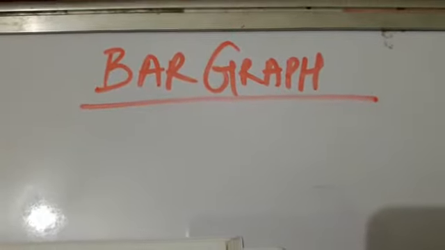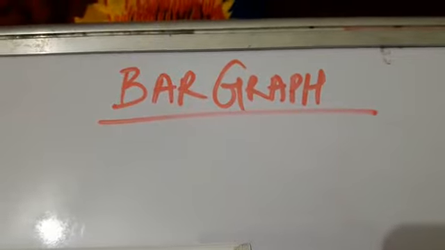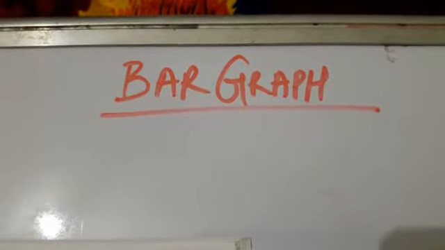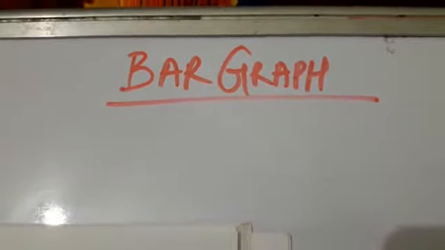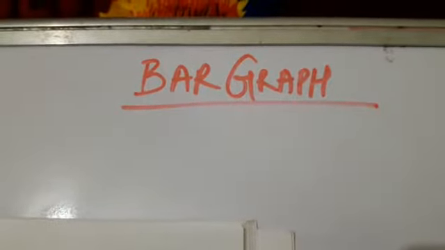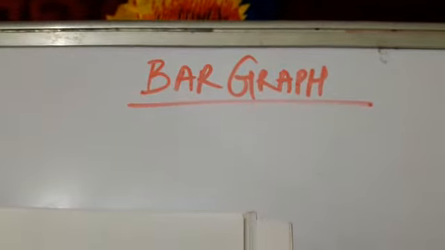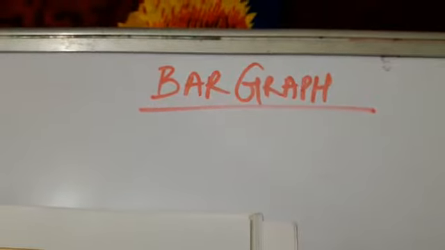Hello students, in the previous video we have learnt that data representing in the form of pictures is called a pictograph. We can also represent the data in the form of bars. Bars of uniform width can be drawn horizontally or vertically with equal spacing between them, and then the length of each bar represents the given number. Such a method of representing data is called bar diagram or bar graph.